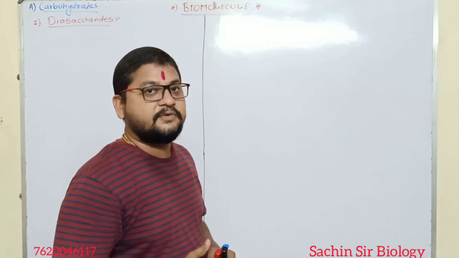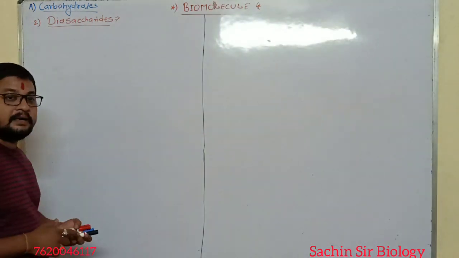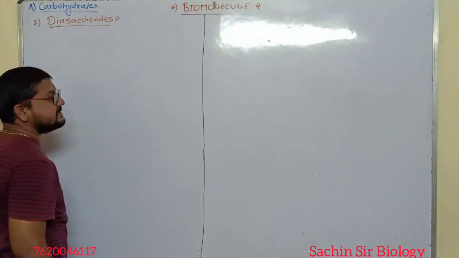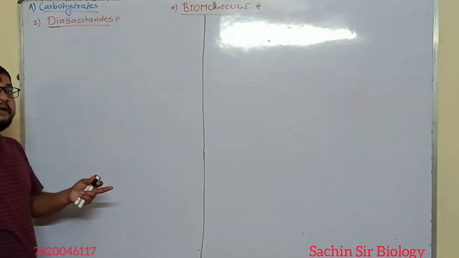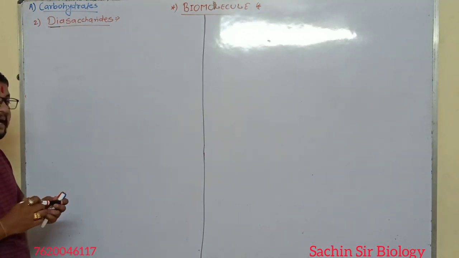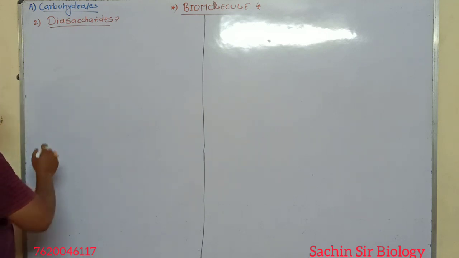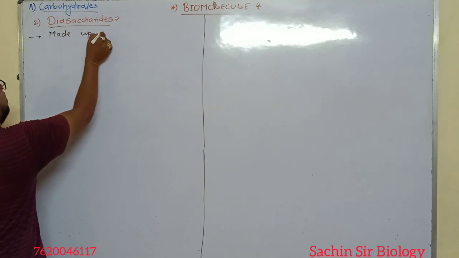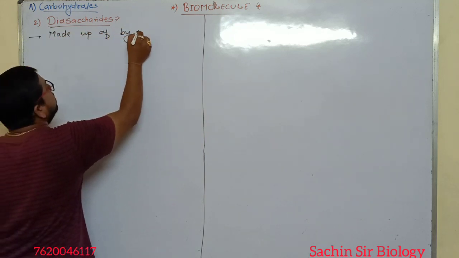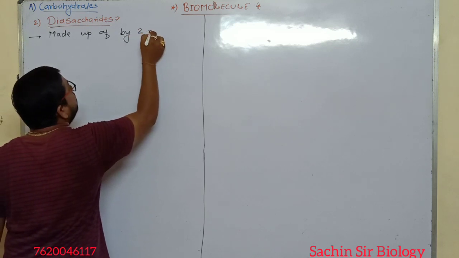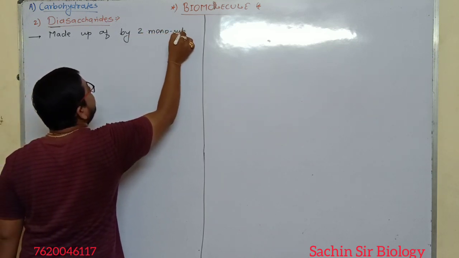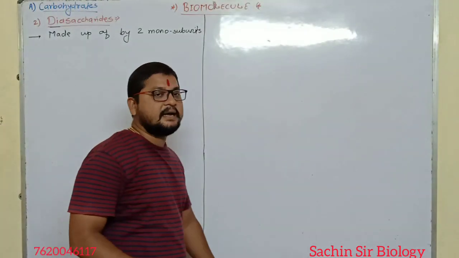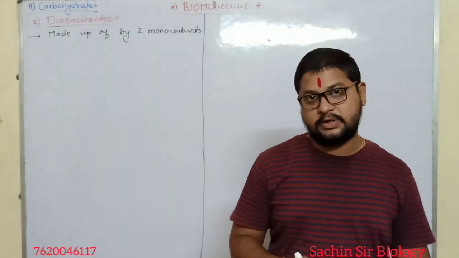So, my dear friends, as the name indicates, disaccharide means what? Di means two and saccharide means sugar. So disaccharide means it is made up of two mono subunits, or you can also say that a disaccharide is made up of two monosaccharide molecules.